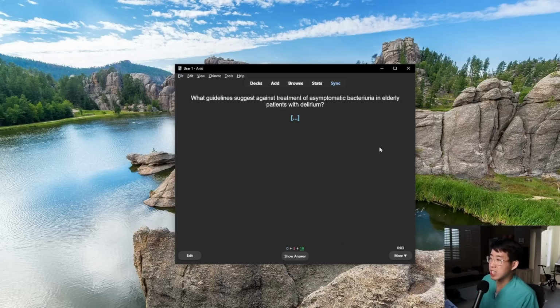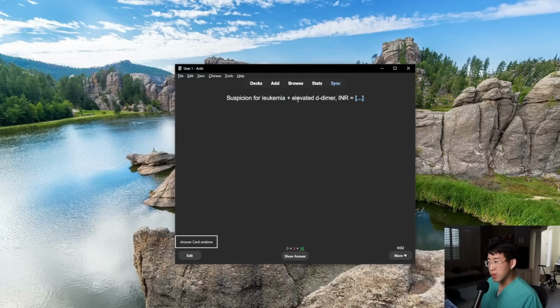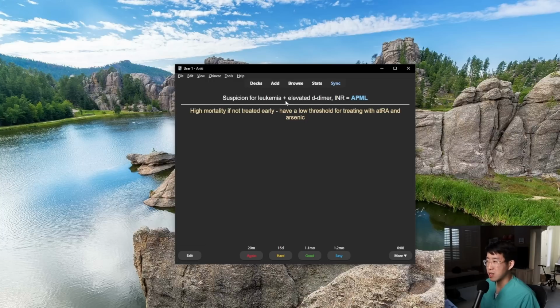What guidelines suggest against treatment of asymptomatic bacteriuria in elderly patients with delirium? That's going to be the 2019 IDSA guidelines on asymptomatic bacteriuria. Studies have shown that antibiotic treatment does not lead to improved outcomes, but there has been associated longer length of stay, worse recovery, no difference in resolution of delirium 7 days later, and there are known risks of harms such as antibiotic resistance, C. diff, side effects, etc. Suspicion for leukemia plus elevated D-dimer and INR. Immediately, you should be thinking about APML because this is basically telling you that DIC is likely present here.